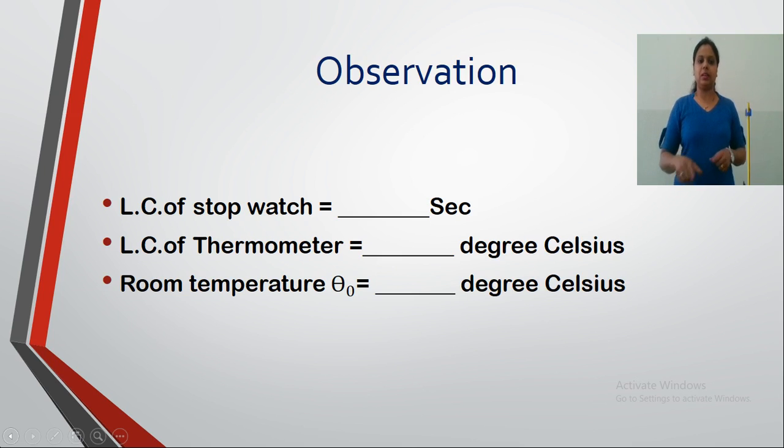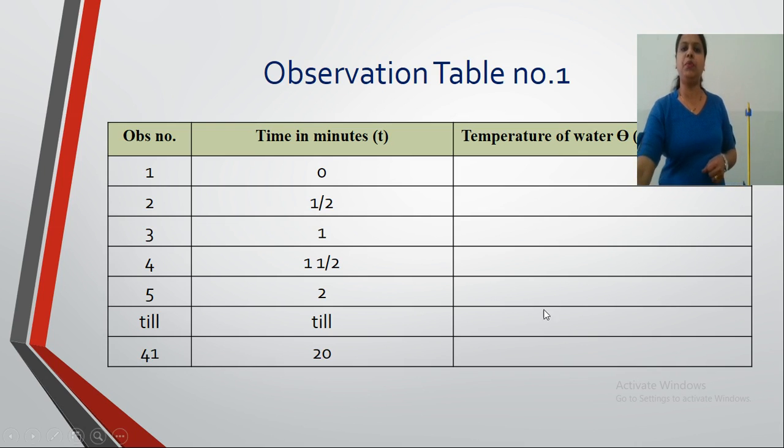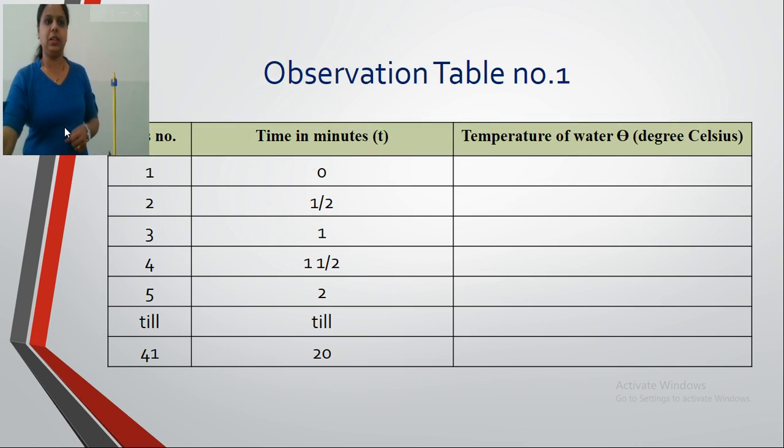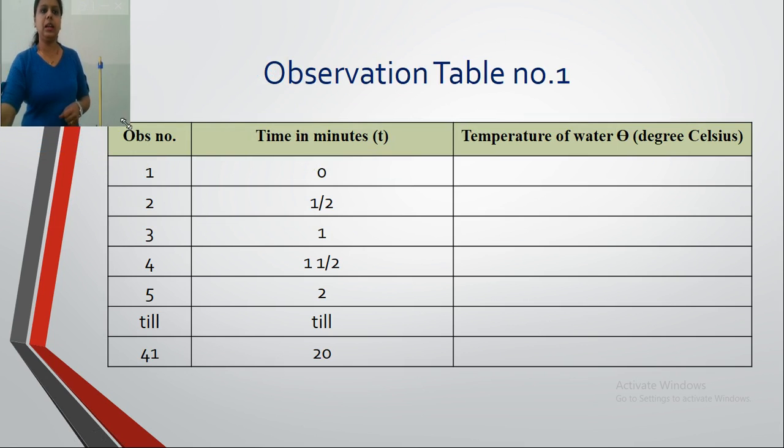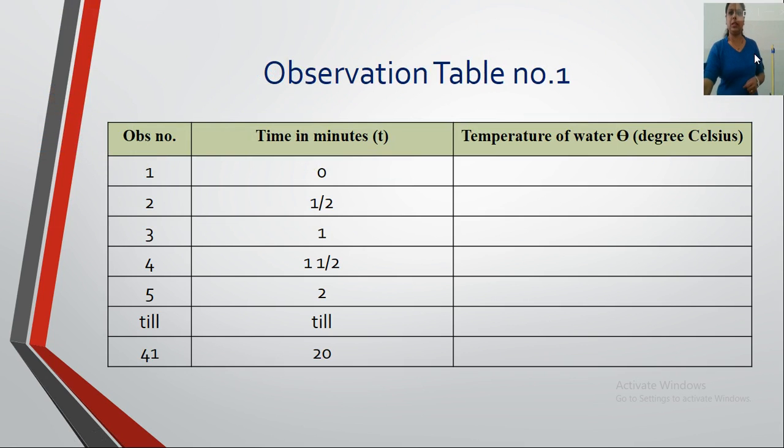So we need to note all the observations before starting the experiment. So we have noted all the observations. Once you're done with the observations, we'll move further to the observation table. Now this is one observation table here. Now suppose this is the container having boiling water. In this container boiling water is there.